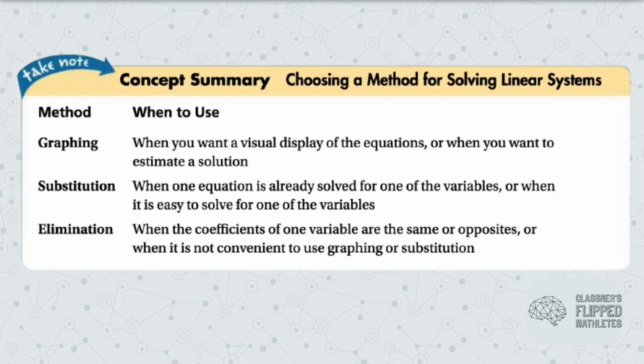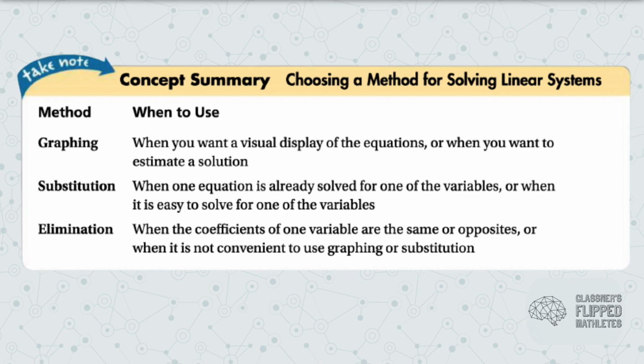Quick review of when to use each different method of solving a system. Graphing is really good when you want a visual display or when you want to estimate a solution, but you don't need to be super precise. This is particularly true when you're not given a graphing calculator or a graph. Substitution is really good when one equation is already solved for, or when it's easy to solve for one of the variables. Get x by itself, by just dividing by 2 or something relatively easy.